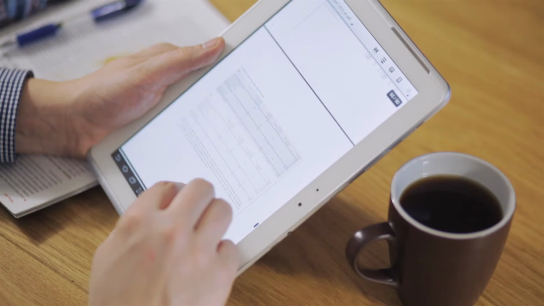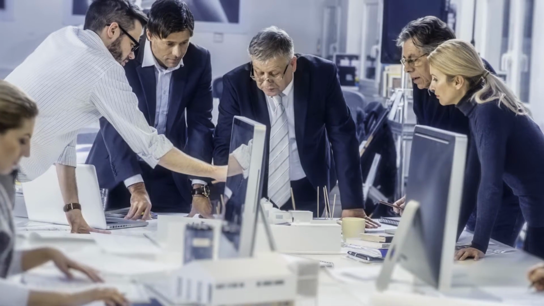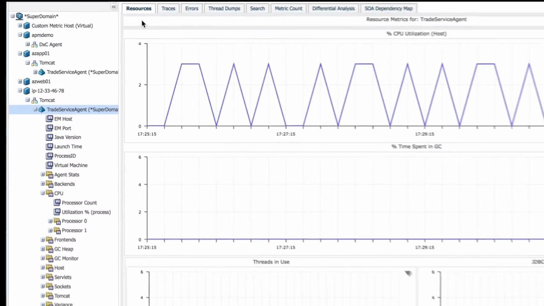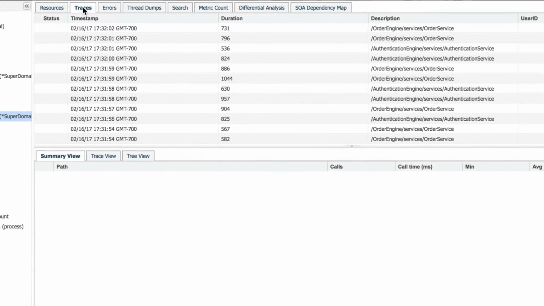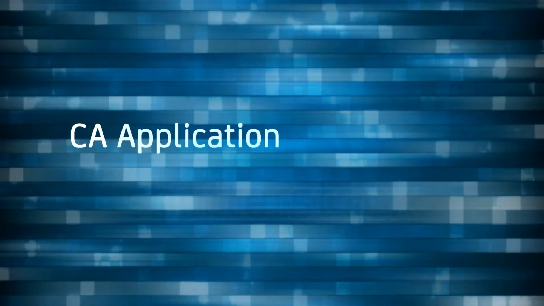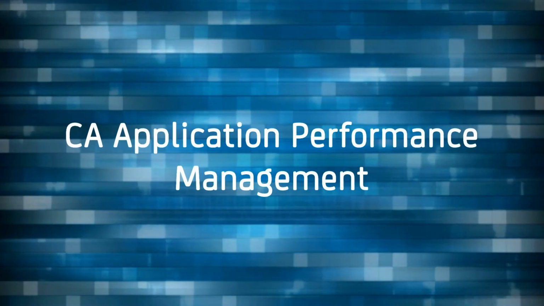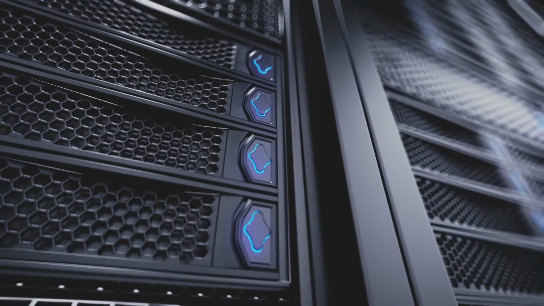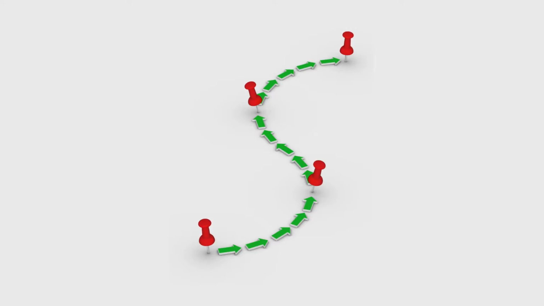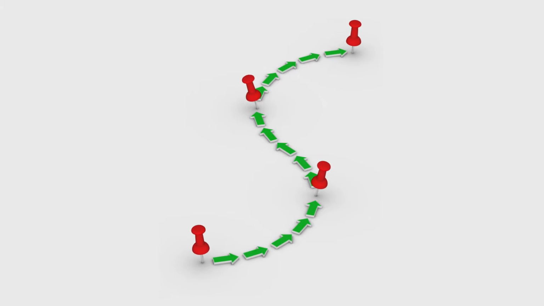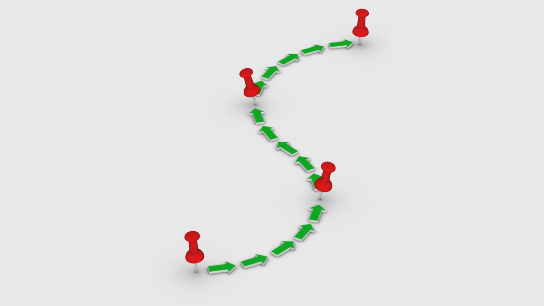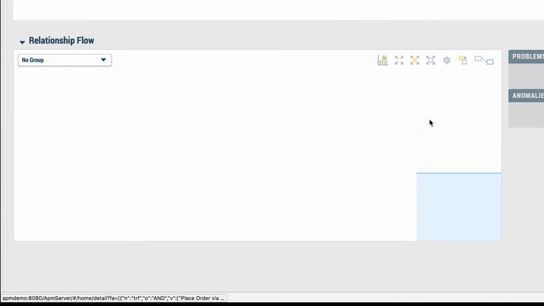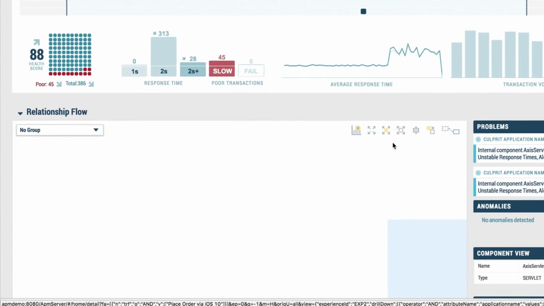Determining the reasons for a poor experience was once an arduous process involving multiple experts hunting for a root cause in a sea of metrics, visualizations, and performance indicators. CA APM changes this paradigm with advanced embedded analytics. The solution's assisted triage capability helps you directly connect the dots between a degraded experience and the underlying root cause. Simply click on a degraded experience and immediately see the root cause displayed in an intuitive analytics notebook.